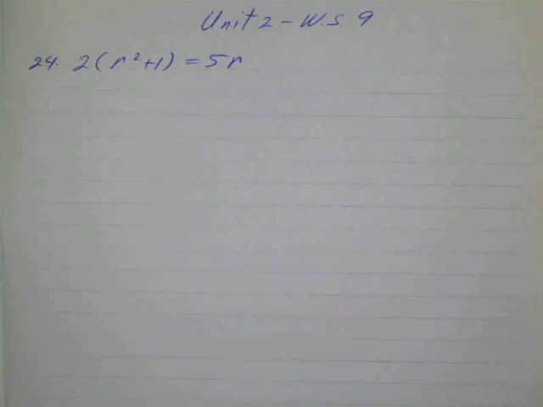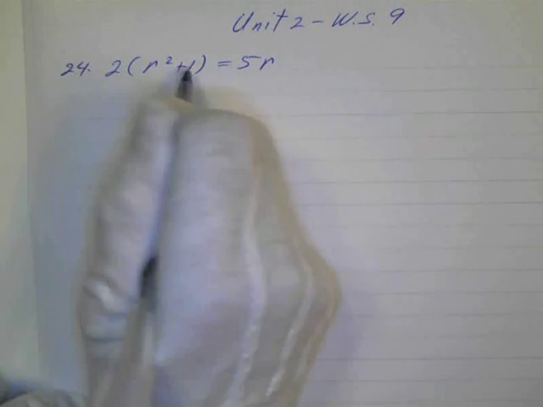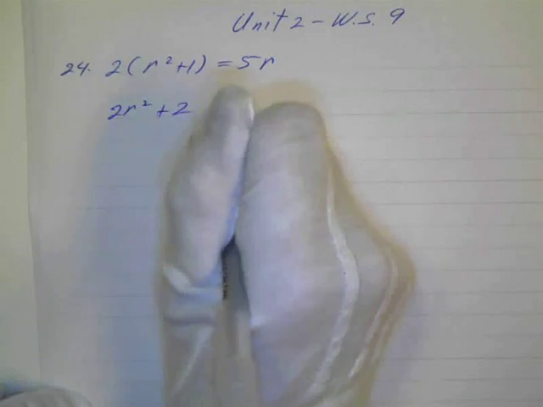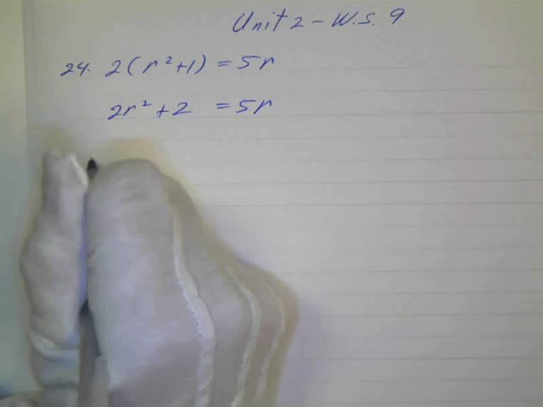Okay, some more solving polynomial equations by factoring, and this is 2r squared plus 2 times the quantity, in parentheses, r squared plus 1 equals 5r, so this is a nice problem. First of all, we have to remove the parentheses, so we have 2r squared plus 2 equals 5r, and then we want to set it equal to 0, so we'll subtract 5r from both sides.